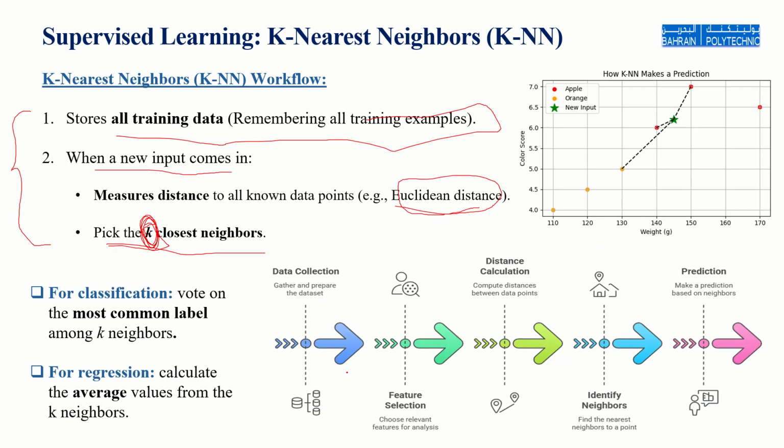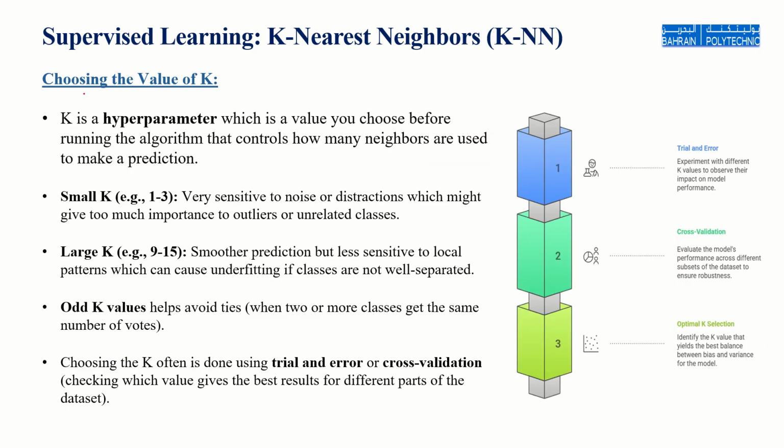So when you look at it, you have data collection and you have the feature selection which is happening as always for any of the algorithms, and then you will measure the distance, right? And you will identify the nearest neighbors, and based on that you will rank and find out what your prediction is ultimately. So for classification, we will vote on the most common label, okay? And for regression, we will simply calculate the average values of the k neighbors. So this is what we do for classification and regression.